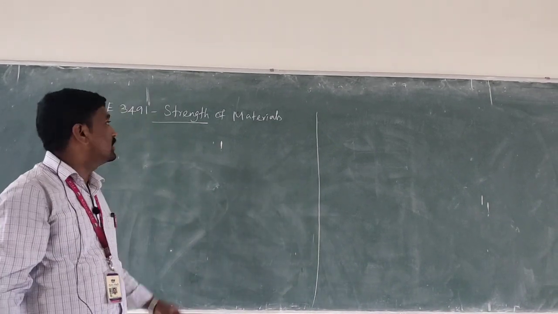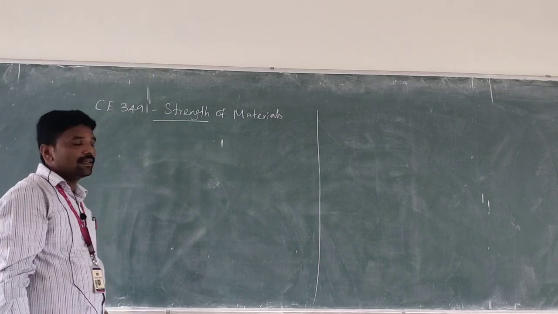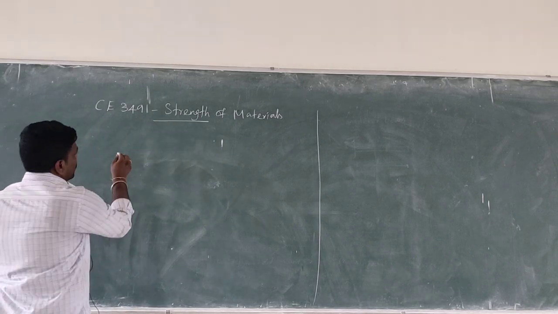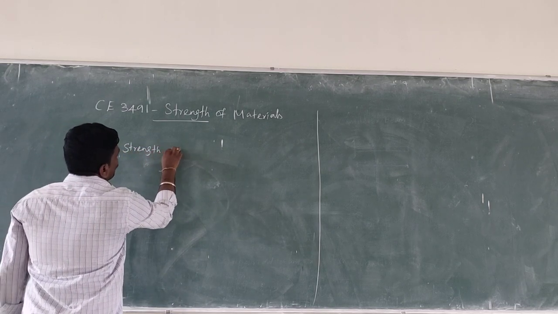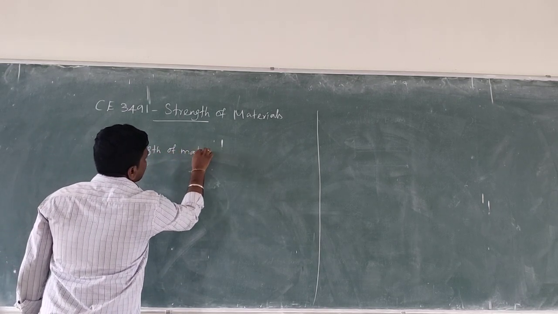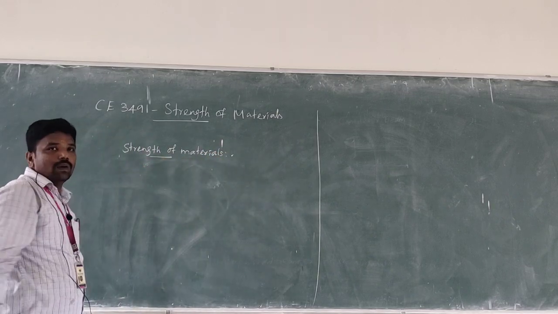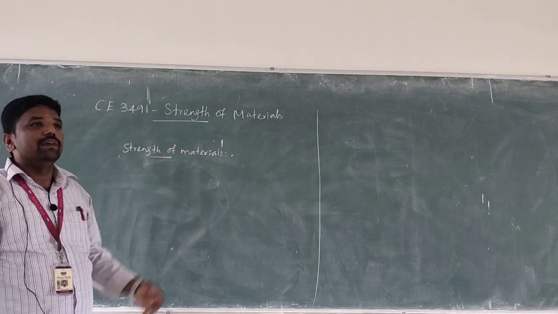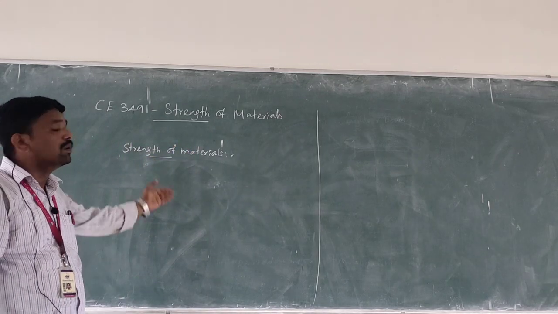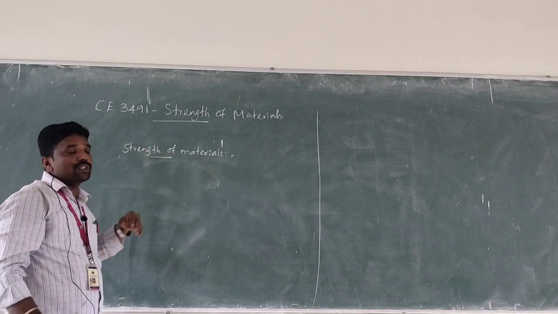Today we discussed C3491 Strength of Materials. First of all, we need to know what is meant by strength of materials. Strength of material is defined as the ability to withstand a load, or resist deformation under a load.